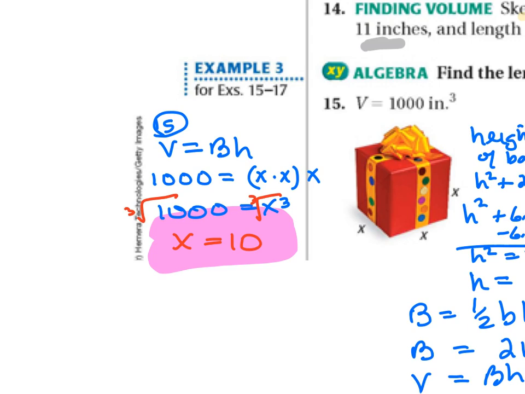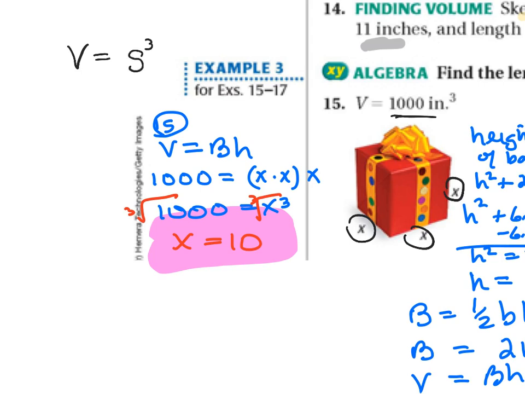So for 15, they already gave us the volume of this present, and the volume that they gave us was 1,000 inches cubed. They want us to find what x equals. So if you recall, this present really is a cube. So the shortcut formula for volume of a cube is just side to the 3rd power.